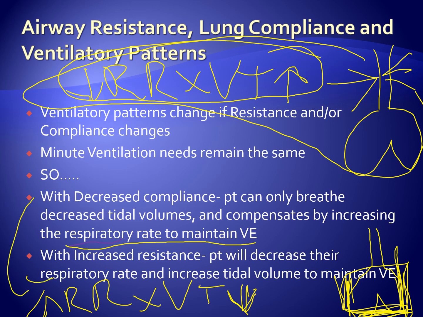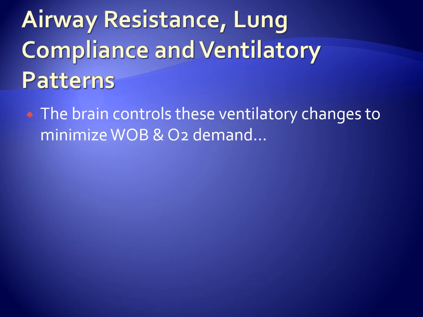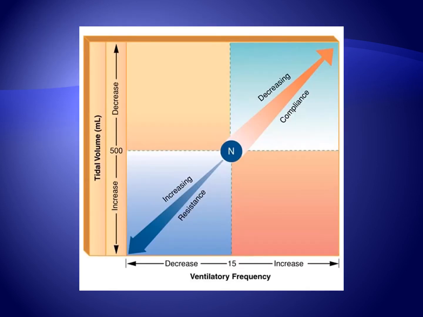Your book actually talks about this a little bit, and so does your workbook. So when you're going over that stuff, this should start to make a little bit of sense. The lower the compliance, the faster they'll breathe. The higher their airway resistance, the slower they'll breathe. Hopefully you'll see that. All right, so the brain controls the respiratory changes by minimizing the work of breathing and their oxygen demand.